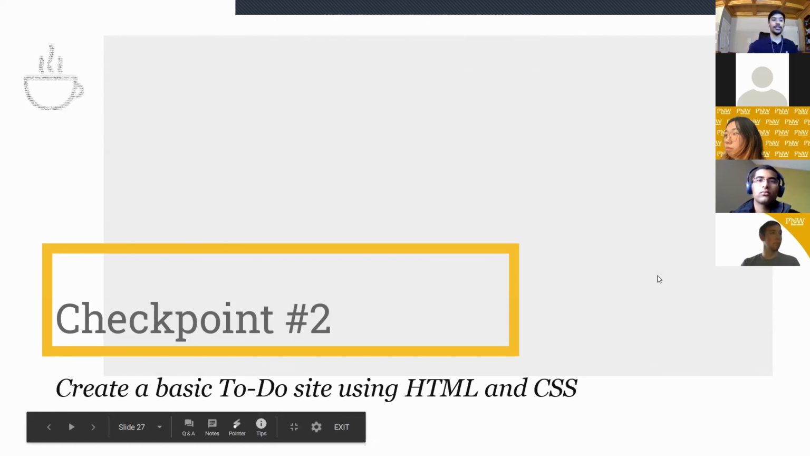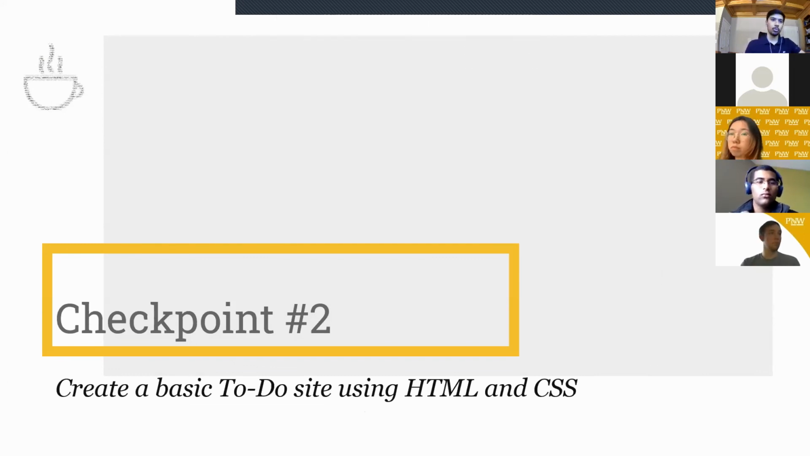Okay, checkpoint number 2. We'll come back to it after we go over some of the last little end of class stuff, but it is to create a basic to-do site using HTML and CSS. This really means just having a list of things you need to finish and styling them to make them look nice. And you'll see why we want to do this in a second.